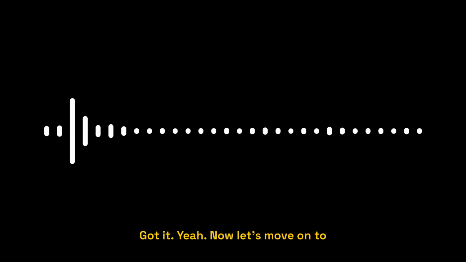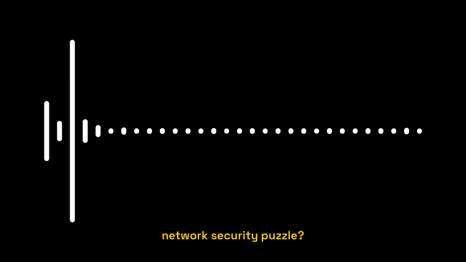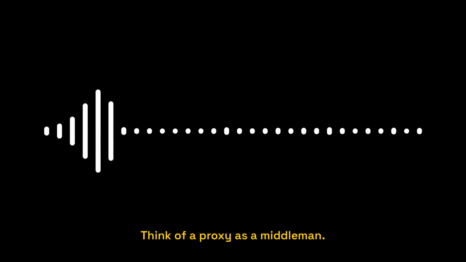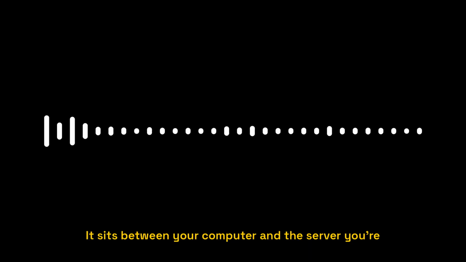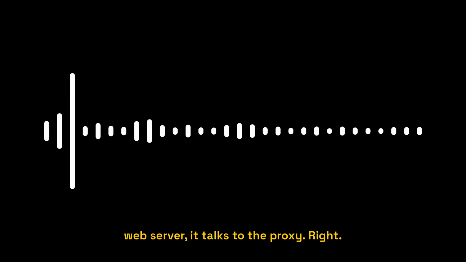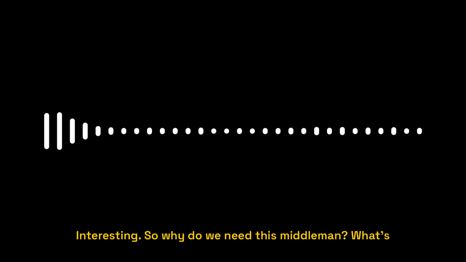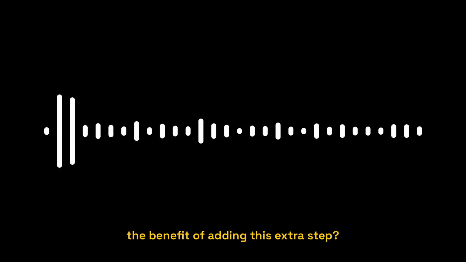Precisely. Got it. Now let's move on to proxies. What exactly are they and how do they fit into this network security puzzle? Think of a proxy as a middleman. It sits between your computer and the server you're trying to access. So instead of your computer talking directly to, say, a web server, it talks to the proxy. And then the proxy communicates with the web server on your behalf. Interesting. So why do we need this middleman? What's the benefit of adding this extra step?